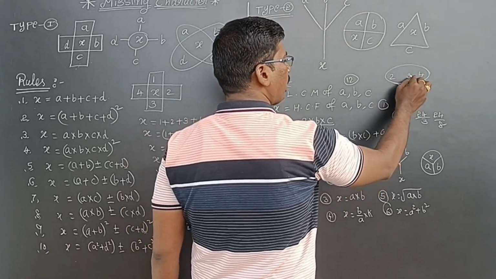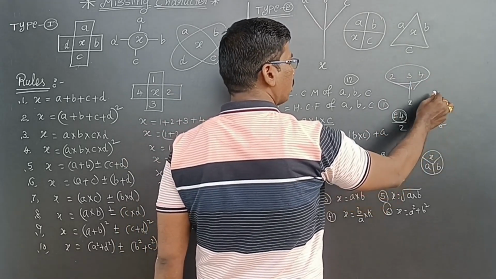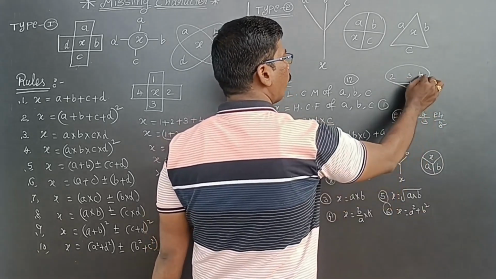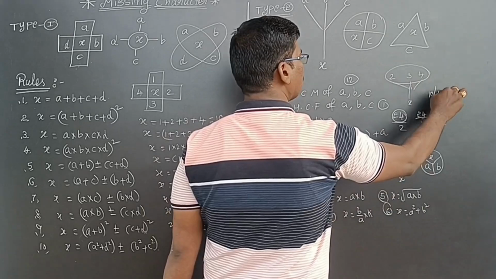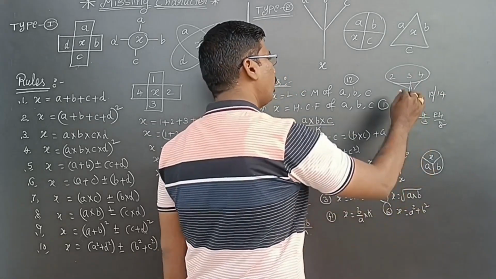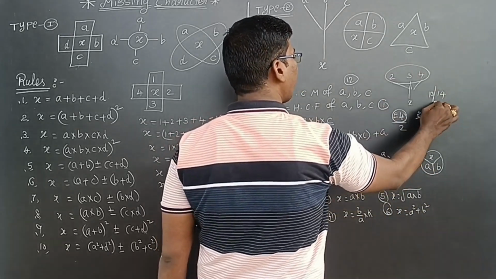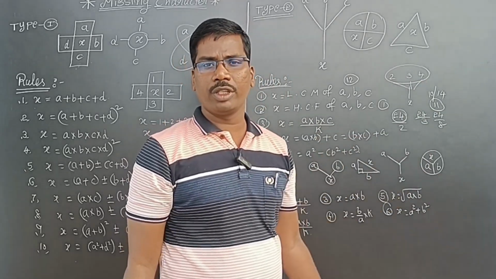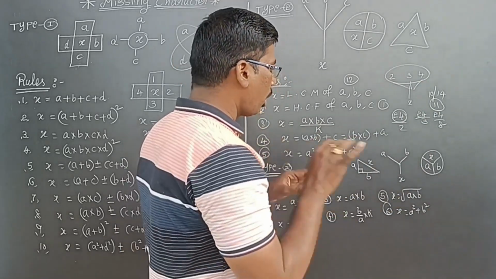Already I explained. 2 3s are 6, 6 plus 4, 10. It may be 10. No. 3 4s are 12, 12 plus 2, 14. Still not there. Okay. 2 4s are 8, 8 plus 3, 11. Definitely your answer will be there. Isn't it? Still you are not getting.